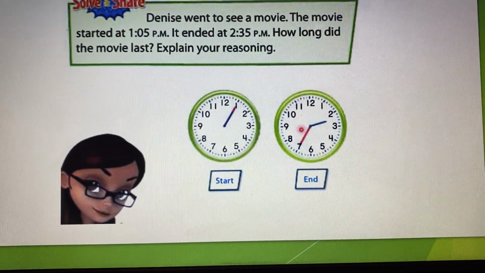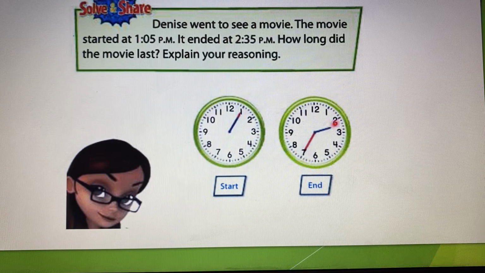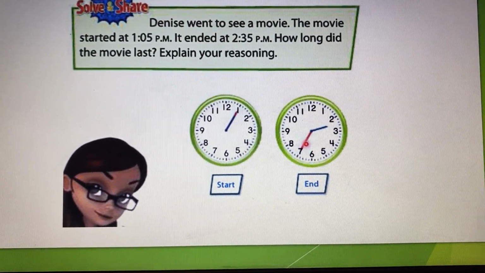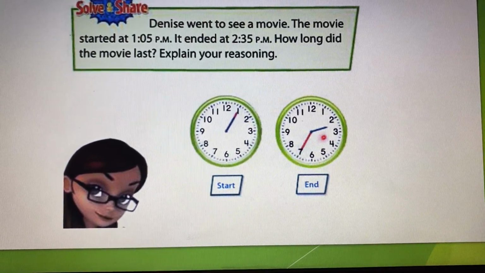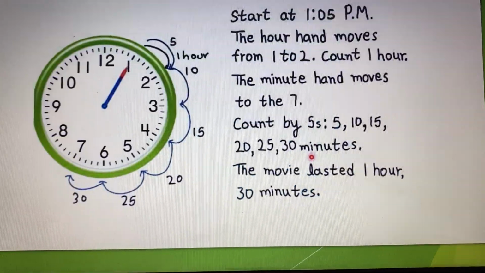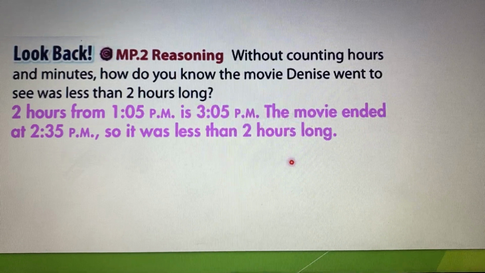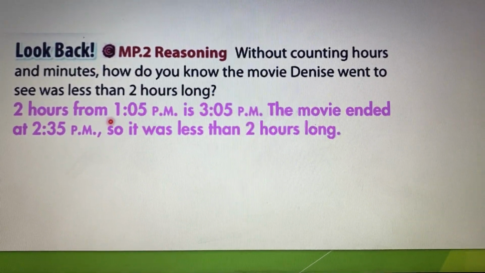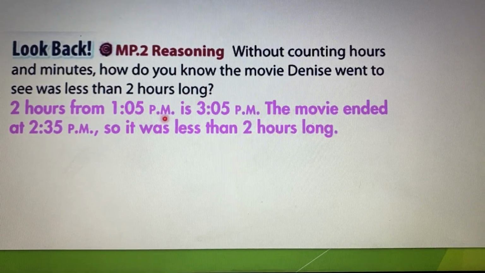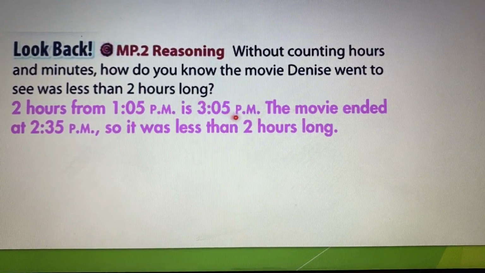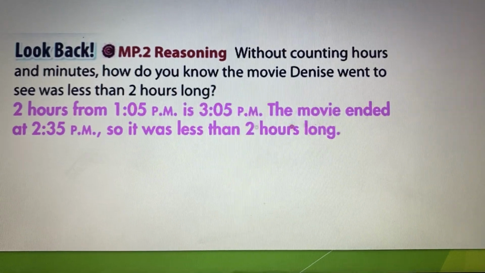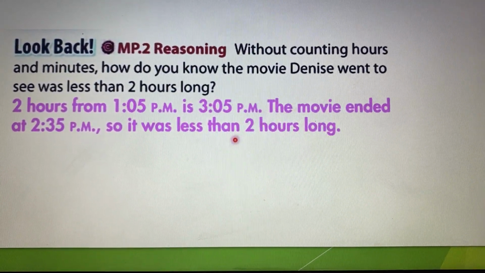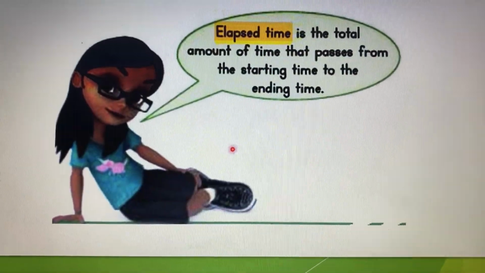But actually the movie ended at 2:35. Sorry. The movie ended at 2:35, not at 3. So of course it took less than 2 hours. So 2 hours from 1:05 p.m. is 3:05 p.m. The movie ended at 2:35. So it was less than 2 hours long.